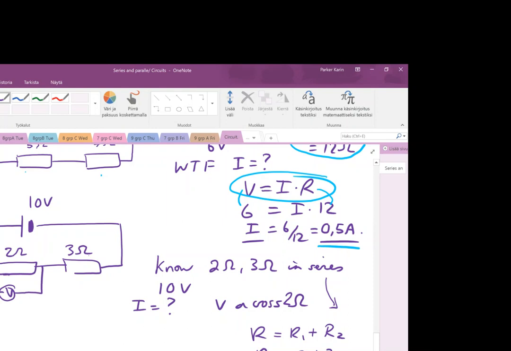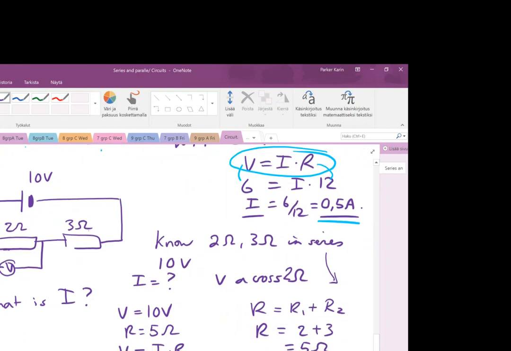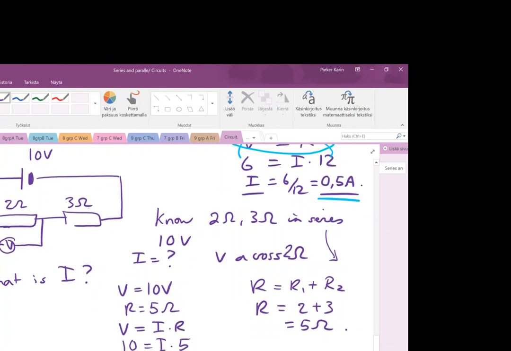So, what is I? We know V is 10 volts for the whole circuit. We know the whole resistance is 5 ohms. So V equals I times R. 10 is I times 5. I is 2 amps. So now we know the current.